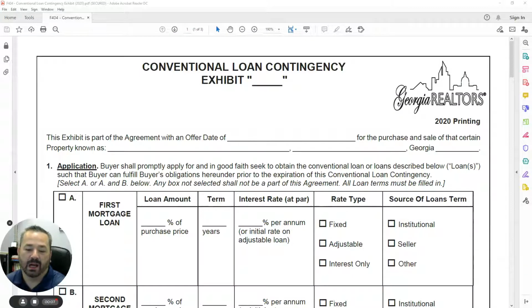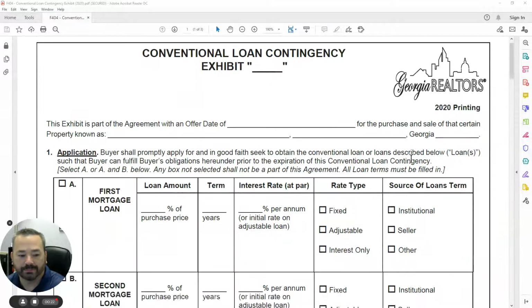All right, crew, today we're going to take a closer look at the conventional loan exhibit, and pulling that up, it starts out pretty simple. Our traditional exhibit letter goes right here. We put in our offer date to match the date that we're making the offer on the purchase and sale agreement, and the address of the property.